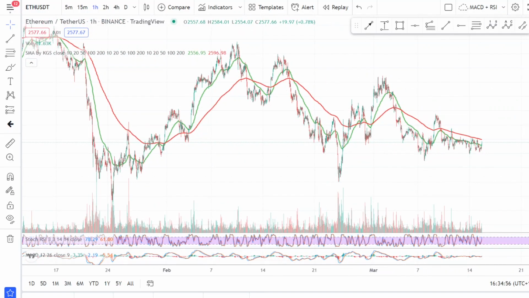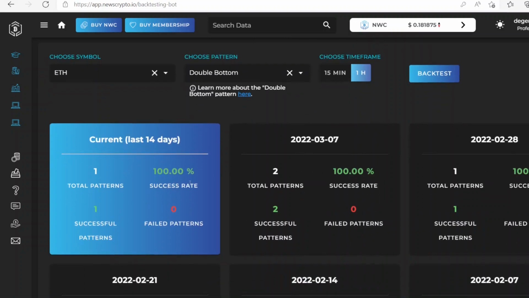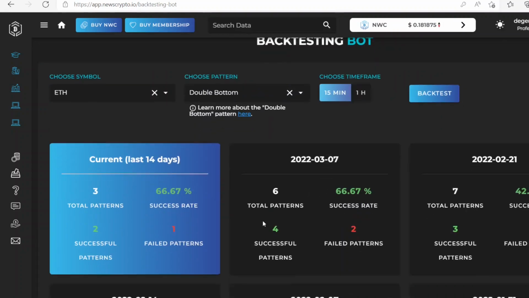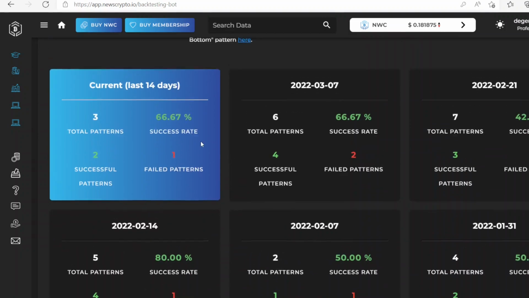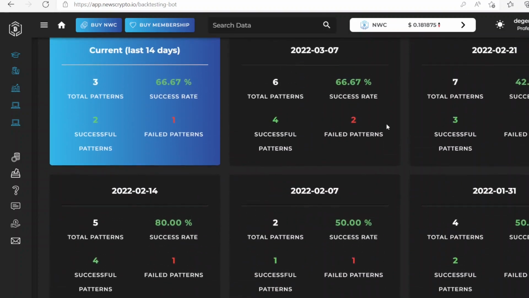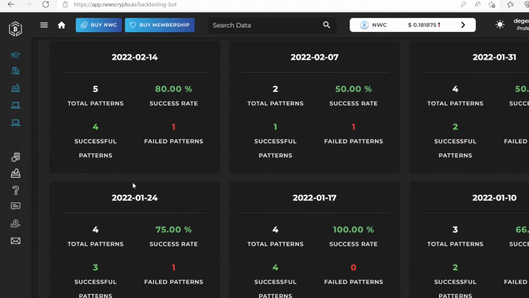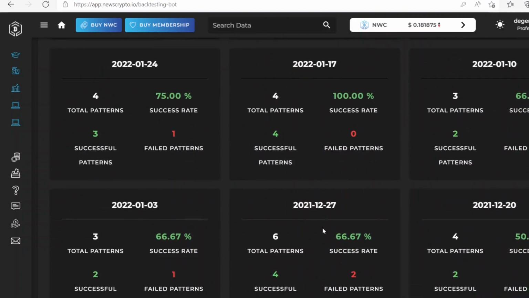So to have some sort of bot that does this automatically for you, and you can see, for example on Ethereum over the last 14 days on a 1 hour time frame, double bottoms came out at a 100% success rate from one pattern that occurred. Now if you were to go into a lower time frame, you'd probably see more of these patterns pulling out, because, and you can see here it was a 66% rate, and then you can go back into different weeks in the past price action, and you can see the success rates that this pattern gave over periods of time.